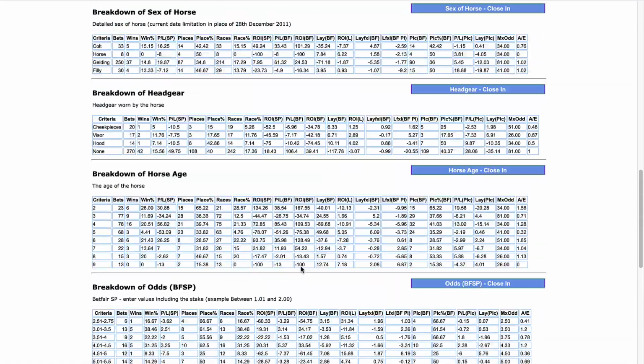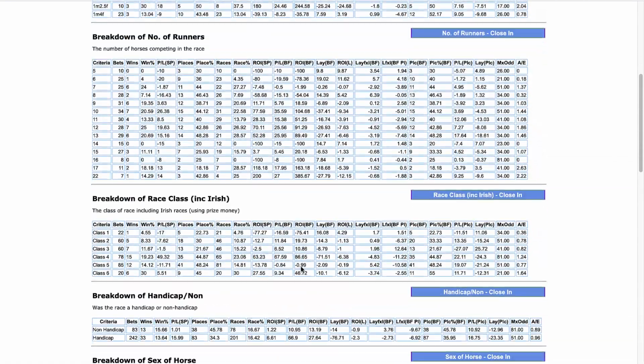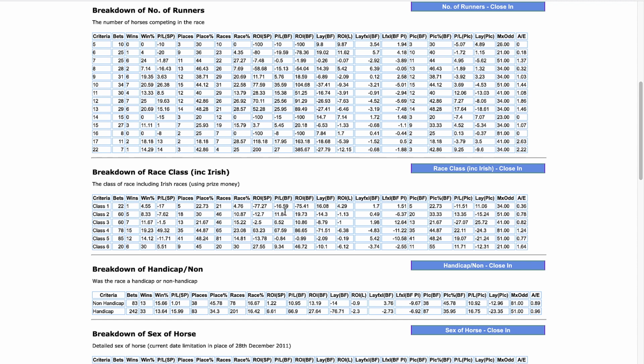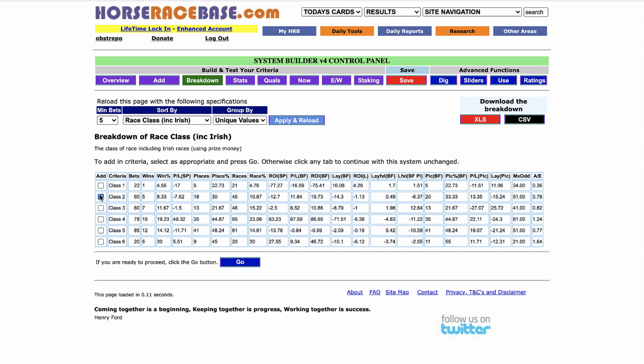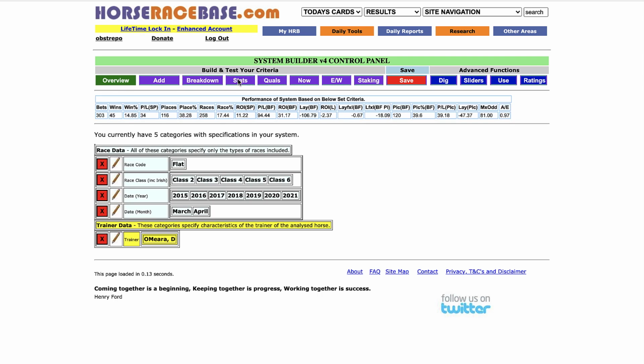So I think I'll go back to the Class 1 again here first of all. Class 1 made a 16 points advantage. We'll add that one in. So we have Class 2, 3, 4, 5 and 6. Let's break down the stats.